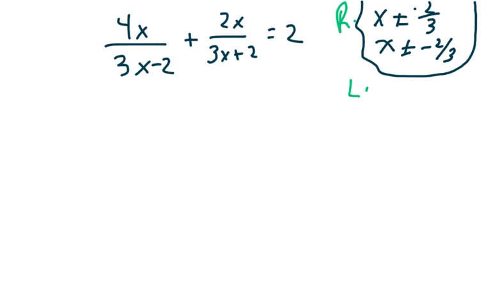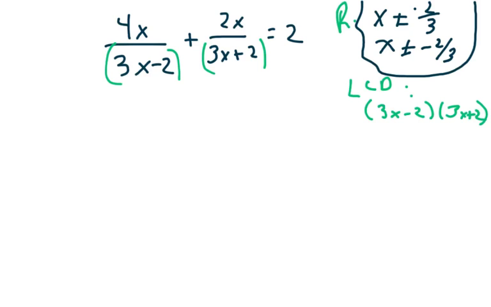My LCD is both of these quantities here. They're both different, so I have to put them together. That's 3x minus 2 times 3x plus 2. Now, I'm going to put this in fraction form. And we've done several of these already, so I'm just going to multiply each of these parts by my LCD, which is 3x minus 2 times 3x plus 2.